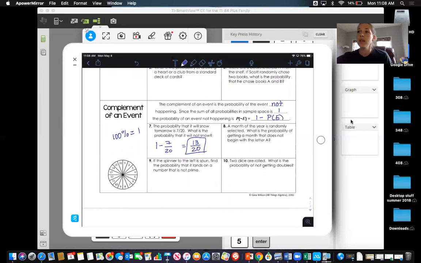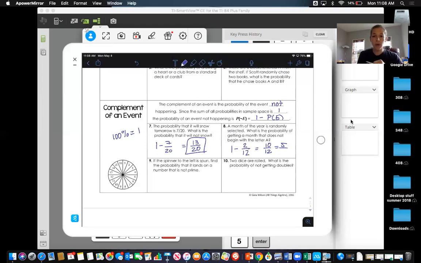A month of the year is randomly selected. What's the probability of getting a month that does not begin with the letter A? So let's see, how many do begin with the letter A? There's only April and August. So I'm going to take 1 minus, take out those April and August days, and we're going to be left with 10/12, which we're going to reduce to 5/6. So that's your complement.